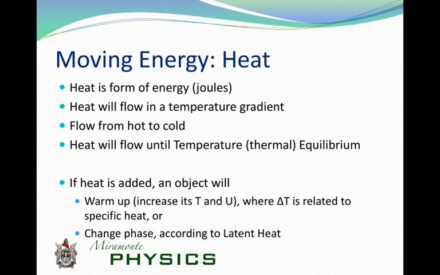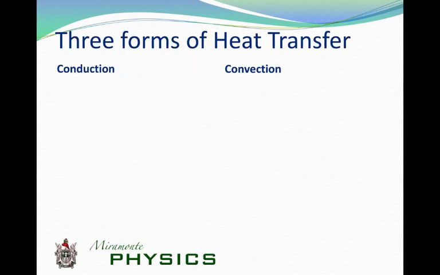So if heat is added, an object is going to do one of a couple of things. It will warm up, which will increase its temperature and internal energy. The amount the temperature increases depends on its specific heat capacity. So with a really high specific heat, like water, if you add heat, it won't change the temperature very much. But if it's a low specific heat capacity, it'll change the temperature a lot. If something is undergoing a phase change, then adding heat will cause it to do that phase change based on the amount of latent heat that is stored for that particular type of material.